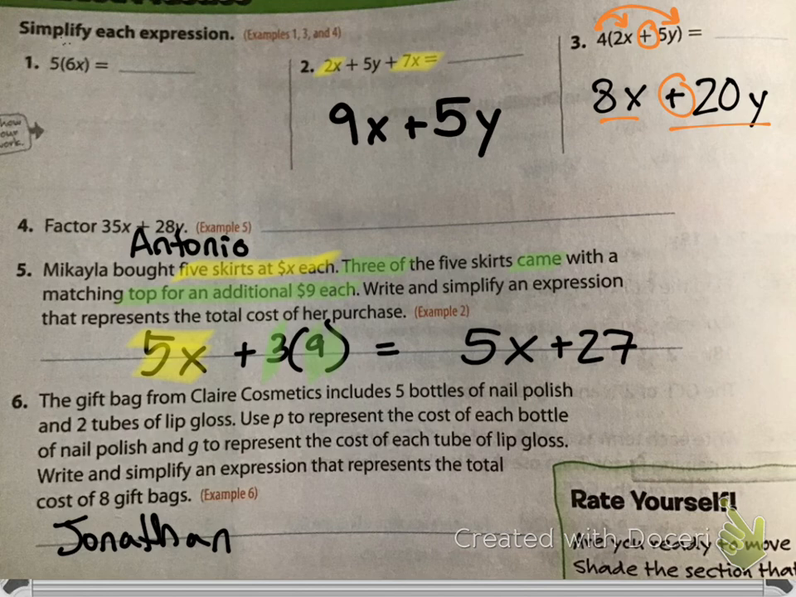Jalen, what's the answer for number 1? 11x. He says 11x. Ooh, we're close. Remember, it's touching that parentheses, which means multiply. So I'm multiplying 5 times what's in it. Jalen, what's 5 times 6x?